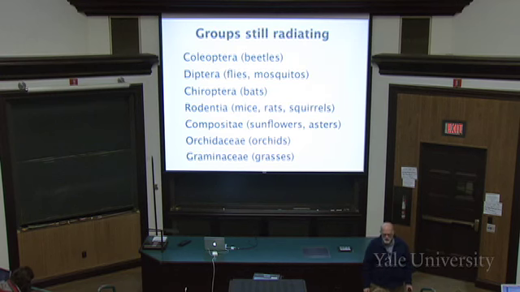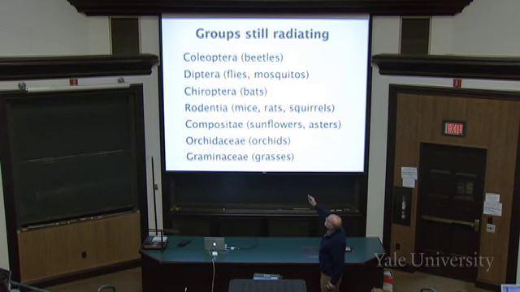When J.B.S. Haldane, who was an atheist communist, was having dinner with the wife of the Archbishop of Canterbury, she asked him, "Mr. Haldane, what do you conclude about the nature of the Creator from your study of biology?" And he turned to her and said, "Madam, an inordinate fondness of beetles." So there are a lot of beetles, and they're still radiating. The Diptera, the flies and the mosquitoes, are a young group, and they are still producing new species.